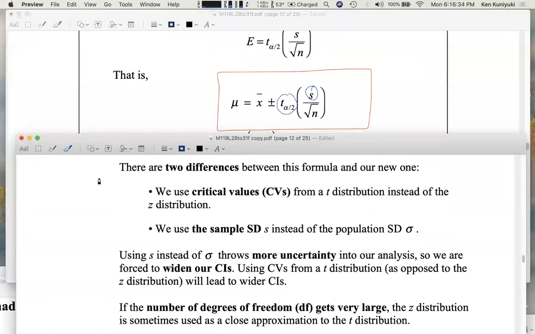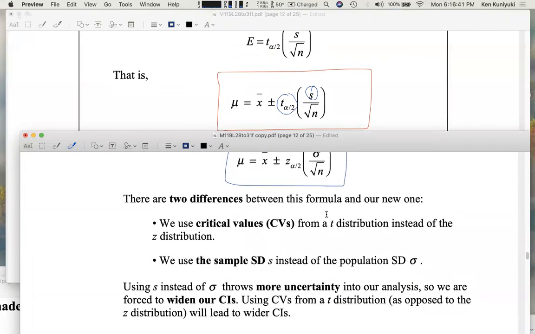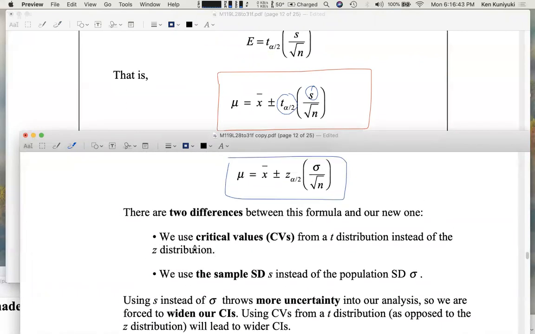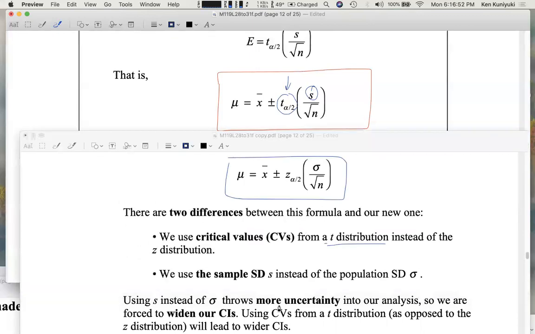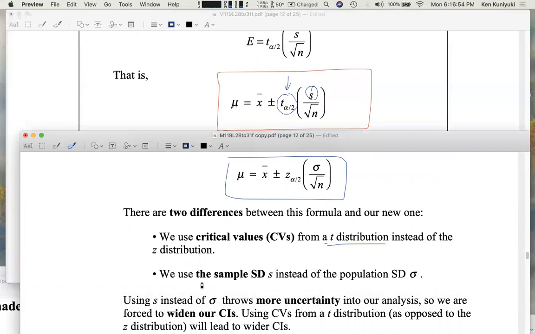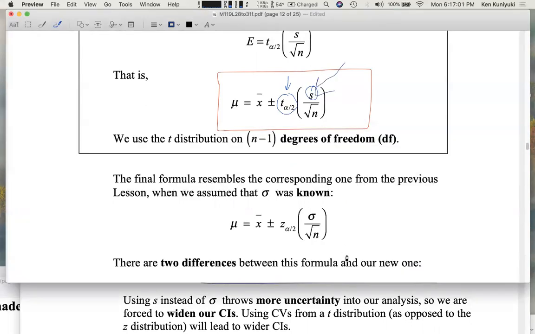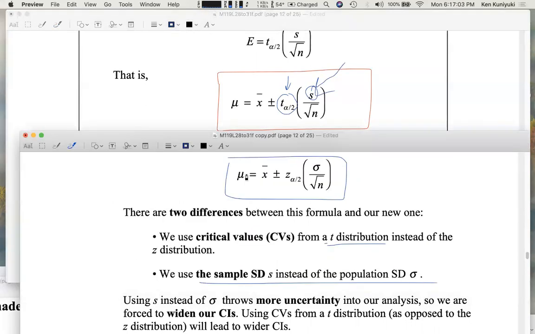Again, let's review the two key differences between the lesson 28 formula and the lesson 29 formula. So again, in lesson 29, we use critical values from a T distribution instead of from the Z distribution. And we're going to use the sample standard deviation S instead of the population standard deviation sigma, because we're assuming sigma is what in this lesson? We're assuming sigma is unknown this time.